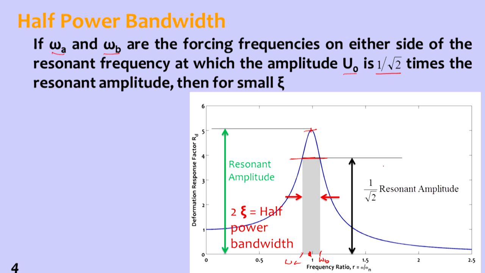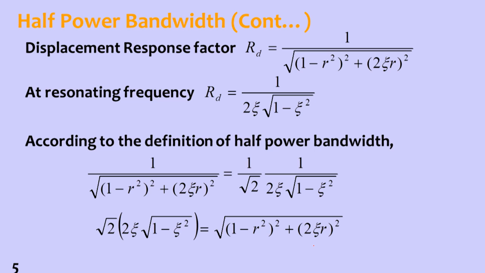Then the relationship will be omega B minus omega A divided by omega n is equal to 2 times zeta. So that means it is this width, you can look at it. So this is omega B minus omega A divided by omega n, equal to 2 times zeta. So how are we getting this equation? Let us look at it.